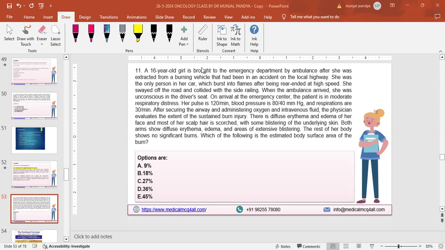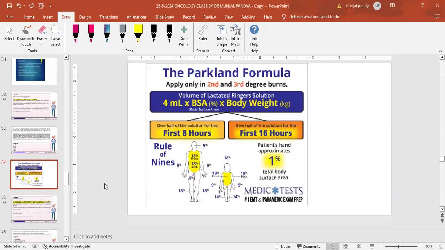Yes, Dr. Anitha, can you give me the calculation? Her face is 9%, both arms 9% each. Okay. So how much is the final answer? 27. Great.